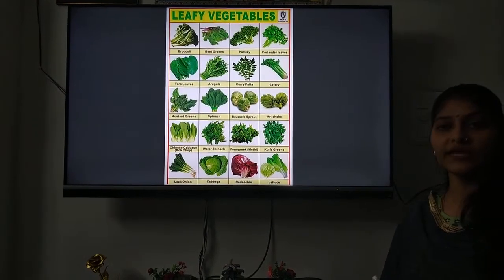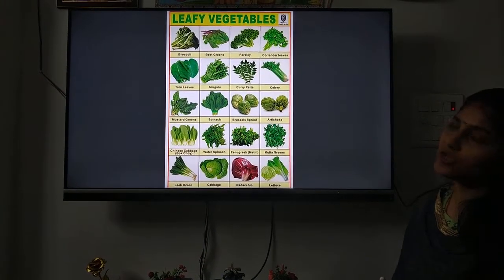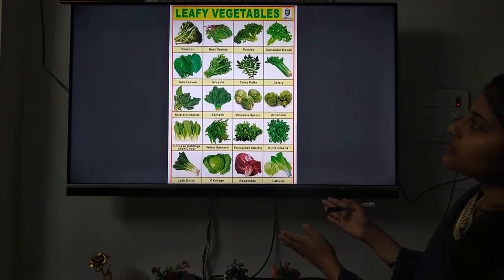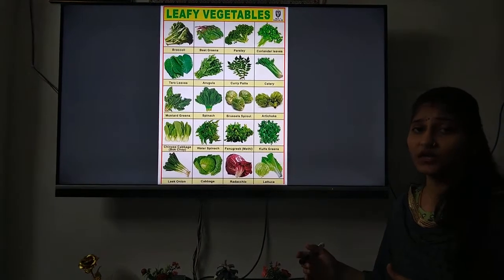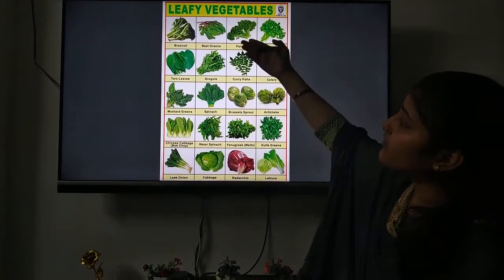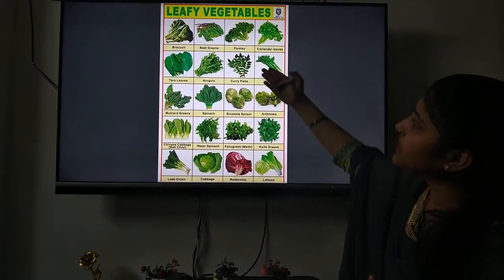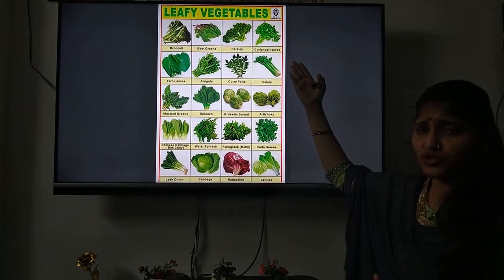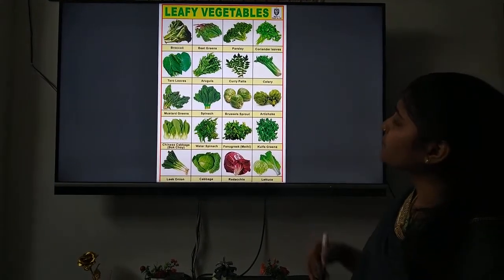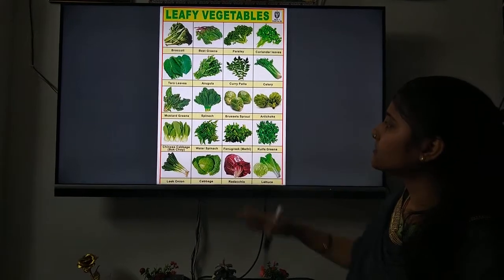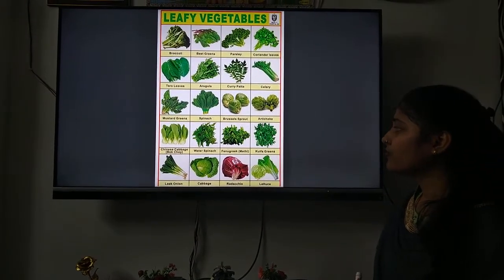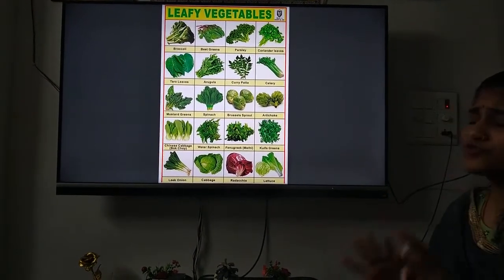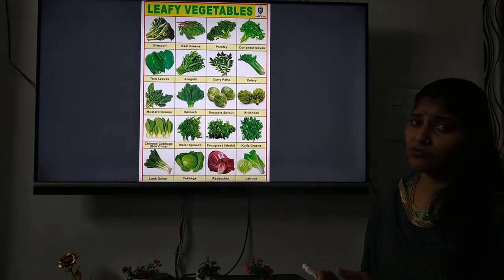Now coming over to the leaves which we use as food, here you can see so many examples of leaves which we use in our daily food. You can see we have broccoli, beet greens, parsley, coriander leaves, which is the most common ingredient of our food, celery, curry patta, artichoke, kulfa greens, etc. So we have so many leaves to include in our daily life.